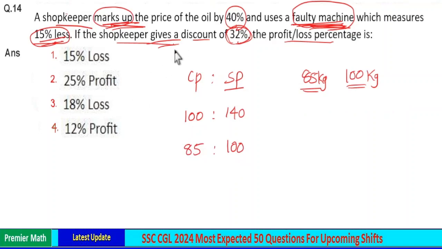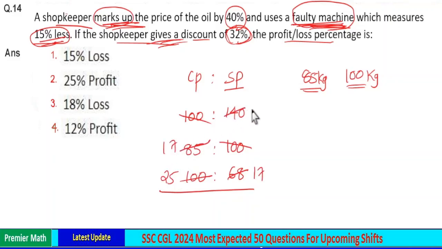Now, shopkeeper gives you discount 32%. If the mark price is 100 rupees, he sells it to you at 68 rupees. That is 32% discount. Now, take the ratio, that is 100 cancel each other. 4 goes 25 times in 100, 4 goes 17 times in 68, 5 goes 17 times in 85, 5 goes 28 times in 140. Now 17 cancel, ratio is 25 is to 28.